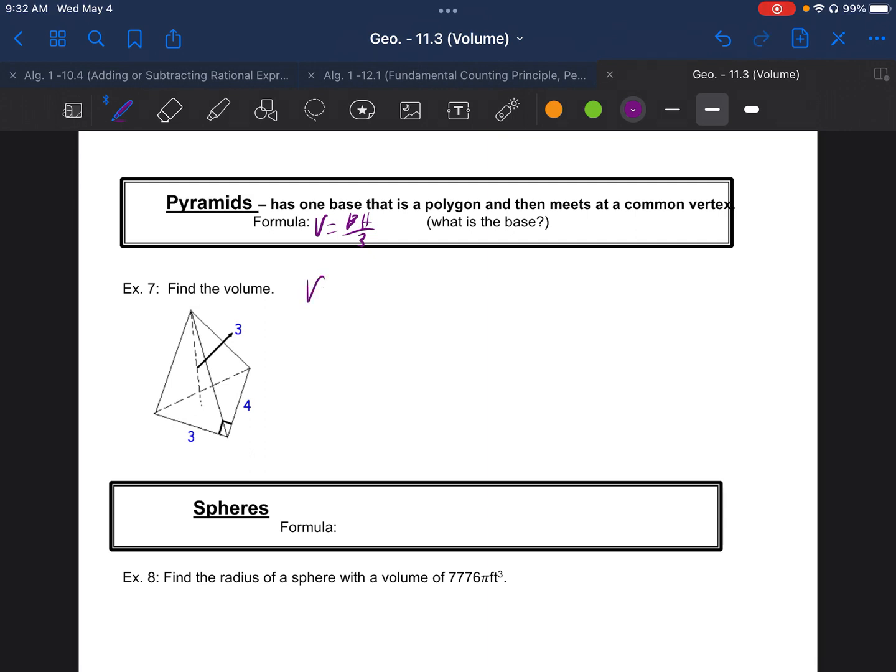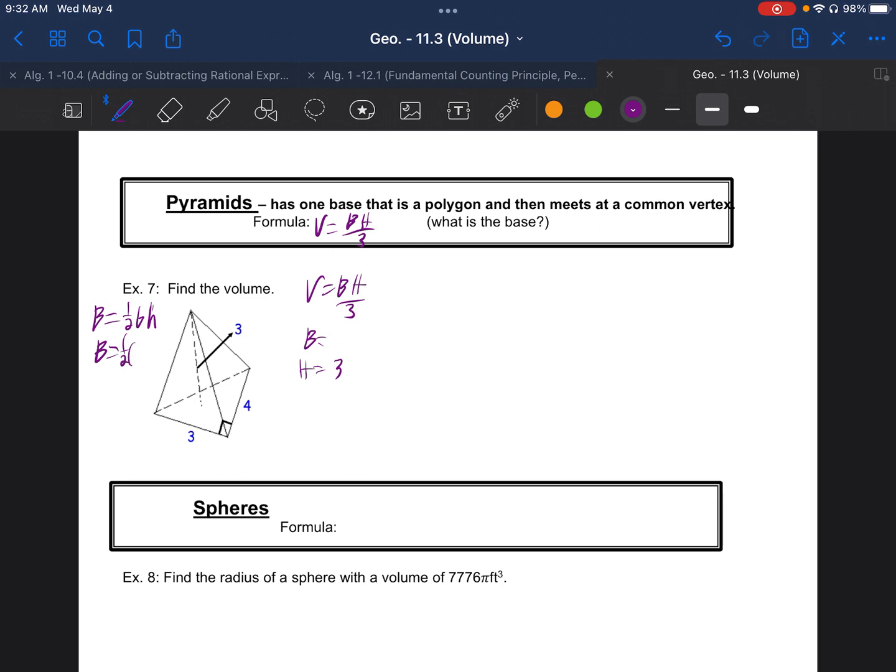So the volume is the area of the base times the height over 3. So we need the area of the base and we need the height. Well, we know the height has to run perpendicular to the base up to the top of the figure at the common vertex. And so it's going to be this dashed line coming down that we're told is 3. The area of the base, remember area of a triangle for the base is 1/2 times the base of the triangle times the height of the triangle. Two sides that are perpendicular to each other. It's going to be 3 and 4.